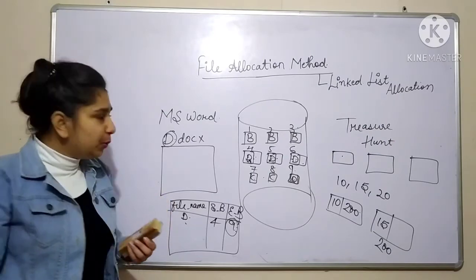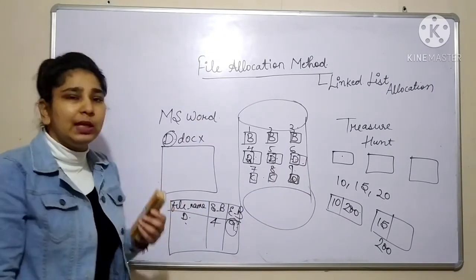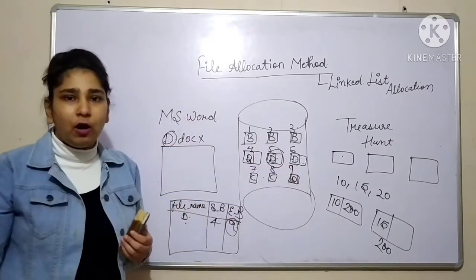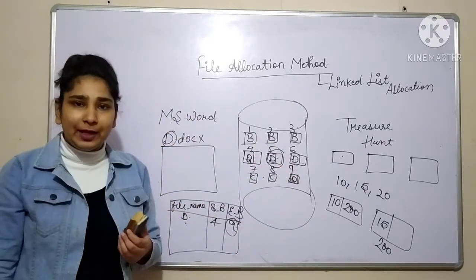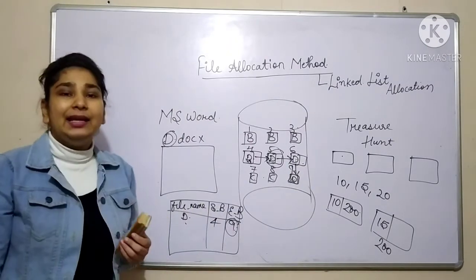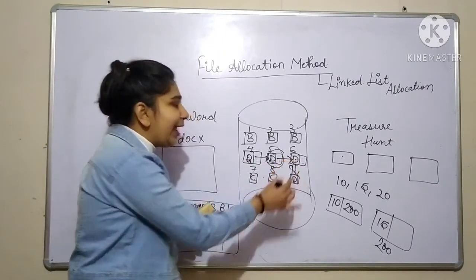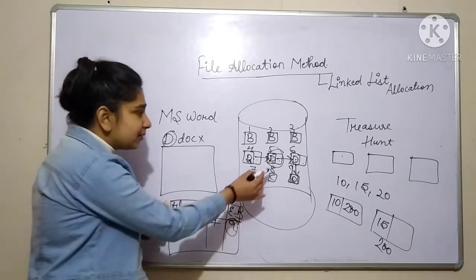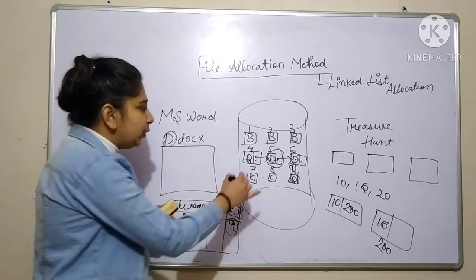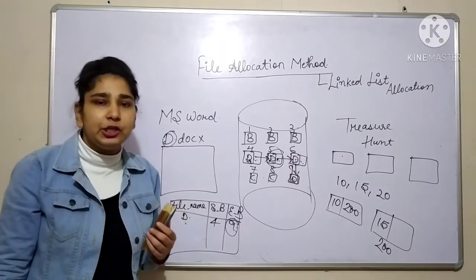But the problem is, you have to access your file in a sequential manner. What happens in contiguous allocation? You can directly go to any block of the file you want. But in linked list allocation, you have to go sequentially. You cannot directly jump to any block of your file, because the address of this block is stored here, and the address of this block is stored here. So you have to access your file in a sequential manner. That is the disadvantage of linked list allocation.